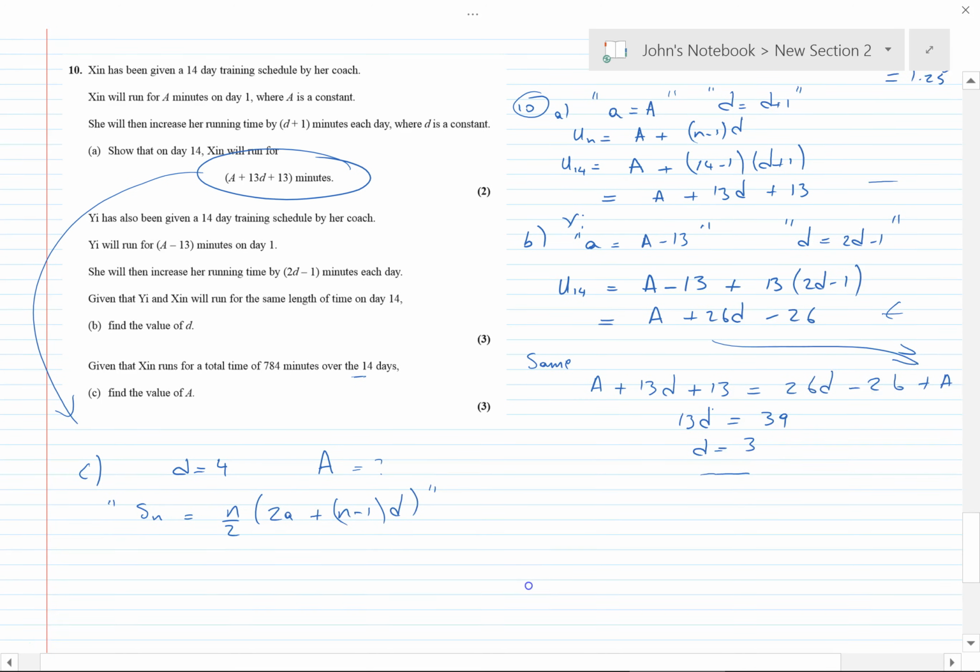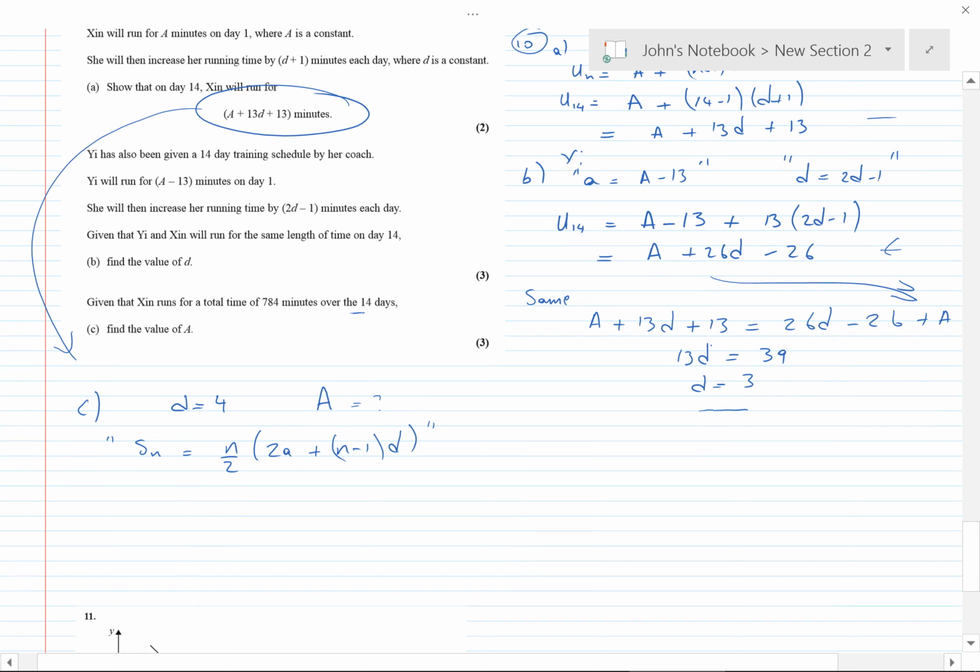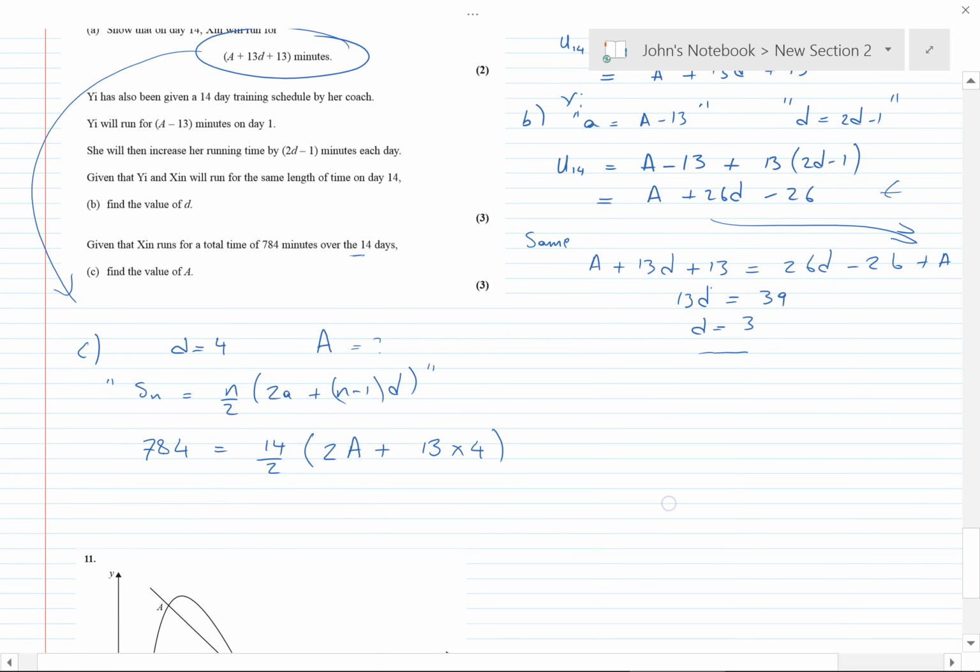You don't normally get marks in that, but you'll normally be more generous with method marks from this point onwards if it all goes slightly wrong. So we've got n is 14, so we have 784 is equal to 14 over 2, 2 big A plus 13 times 4. Okay, so that's 784 is equal to 7 times 2A plus 13 times 4, which is 52.